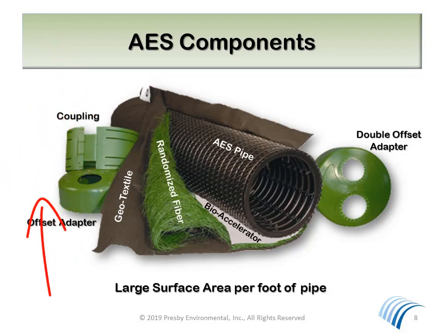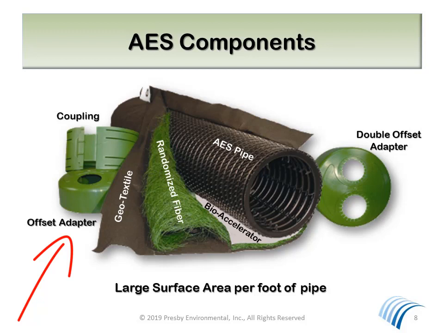Resting under the coupling, you'll see an offset adapter. This is an end cap with a single hole that will accommodate a 4-inch diameter pipe. It's placed on the ends of all the AES rows. It's called an offset adapter because the hole is offset from the center. That hole must always be oriented at the 12 o'clock position after construction. The reason will become obvious later on in the presentation.